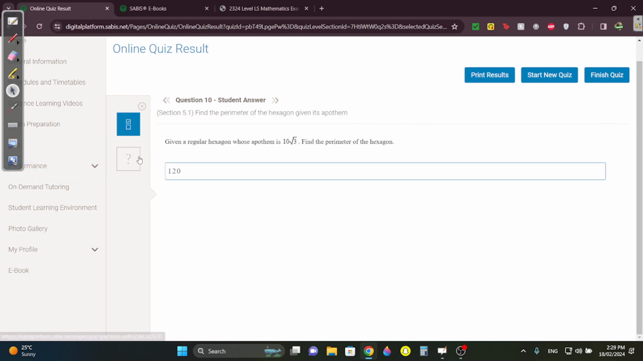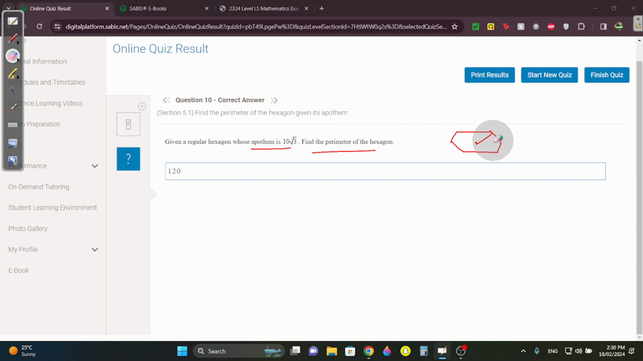Question 10. Given a regular hexagon whose apothem is 10 radical 3, find the perimeter. Okay, look. This is a hexagon like this. It's not a regular one, but anyway, it's a hexagon. The apothem is the distance from the center to one of the vertices. Well, no, it's actually to the sides, to the midpoint of the side.